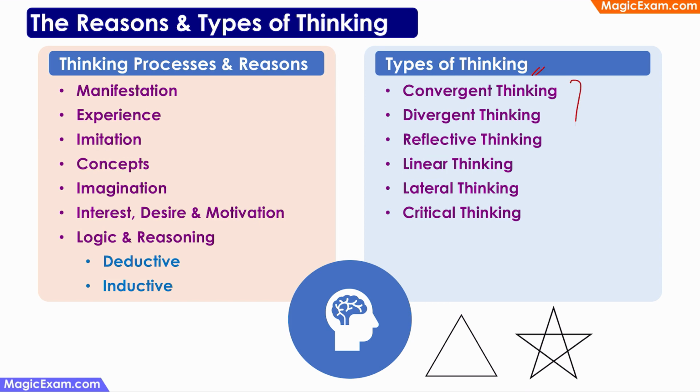I've listed down 6 different types of thinking here. But at any given point of time, you can use any combination of these 6 different types. For example, you can be using convergent thinking at the same time, you can also be using reflective thinking and critical thinking as well. So you can use any combination of these. Convergent thinking means everybody is thinking in the same way.